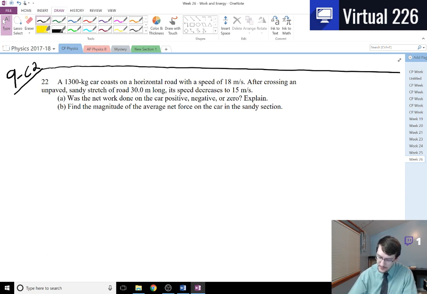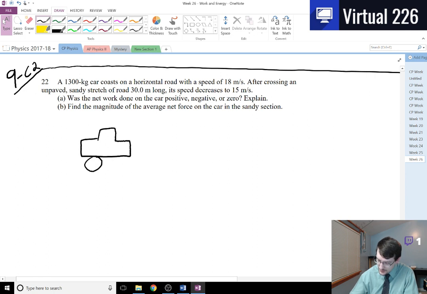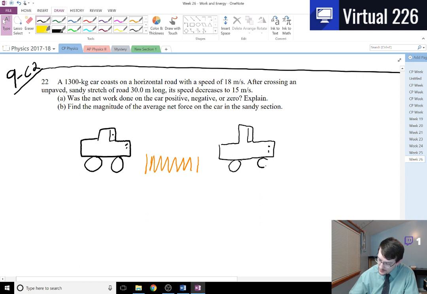Let's start this off like everything else in life with a little picture. It doesn't have to be beautiful, but essentially what we have is a poorly drawn car by yours truly. Honk, honk. Person in there, I guess, or maybe the car has eyeballs, who knows. Here is our little section of sandy road, and then here's our car, once again poorly drawn, on the other side.